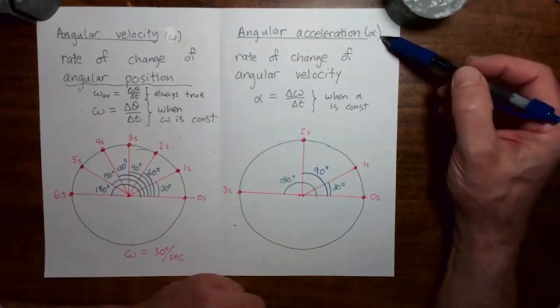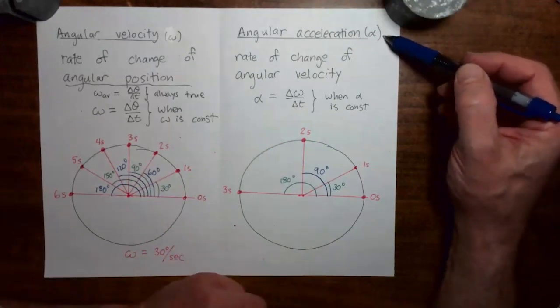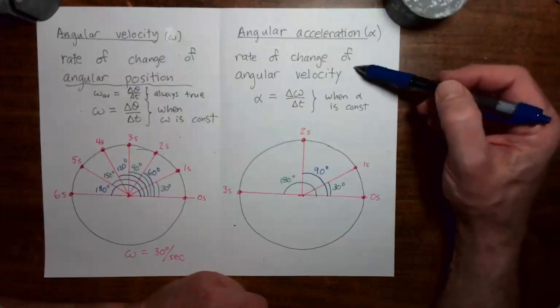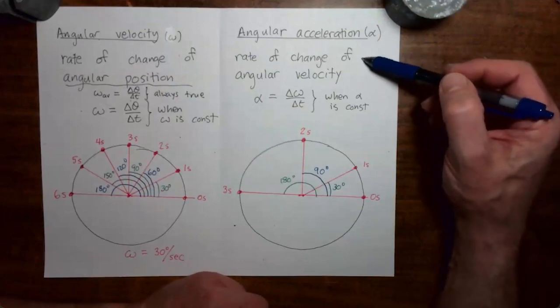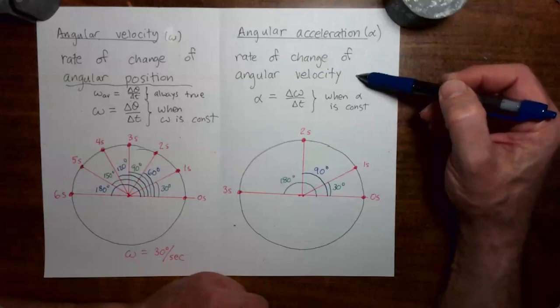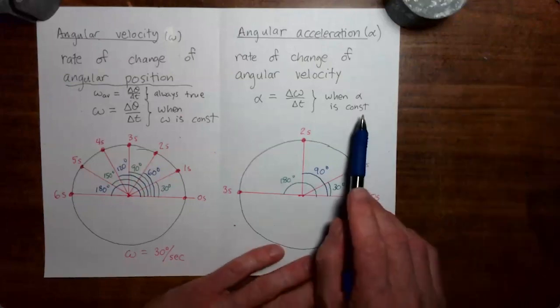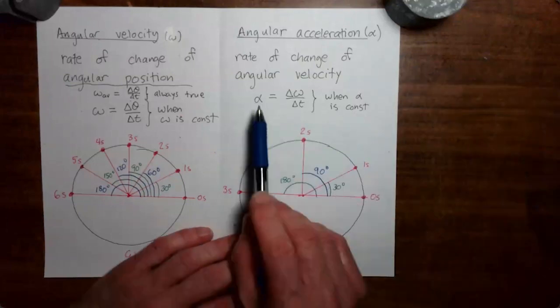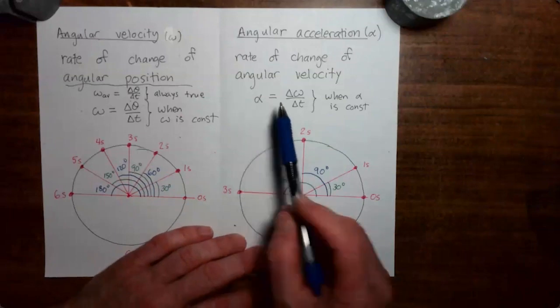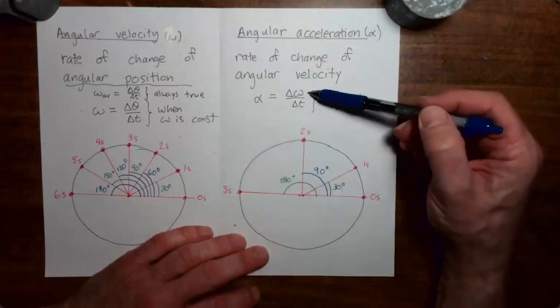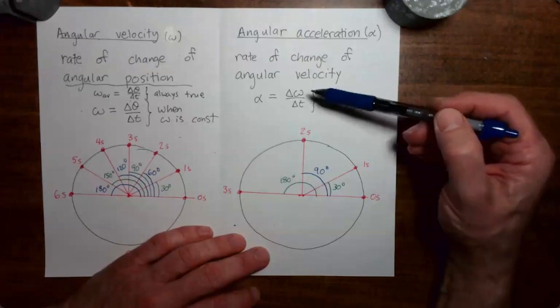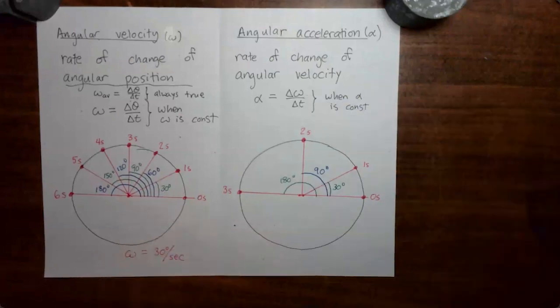The other concept I wanted to quickly review here is the idea of angular acceleration. The angular acceleration is defined to be the rate of change of angular velocity. When the angular acceleration is constant, we can say that the angular acceleration is equal to the change in angular velocity during some time interval divided by the time interval.